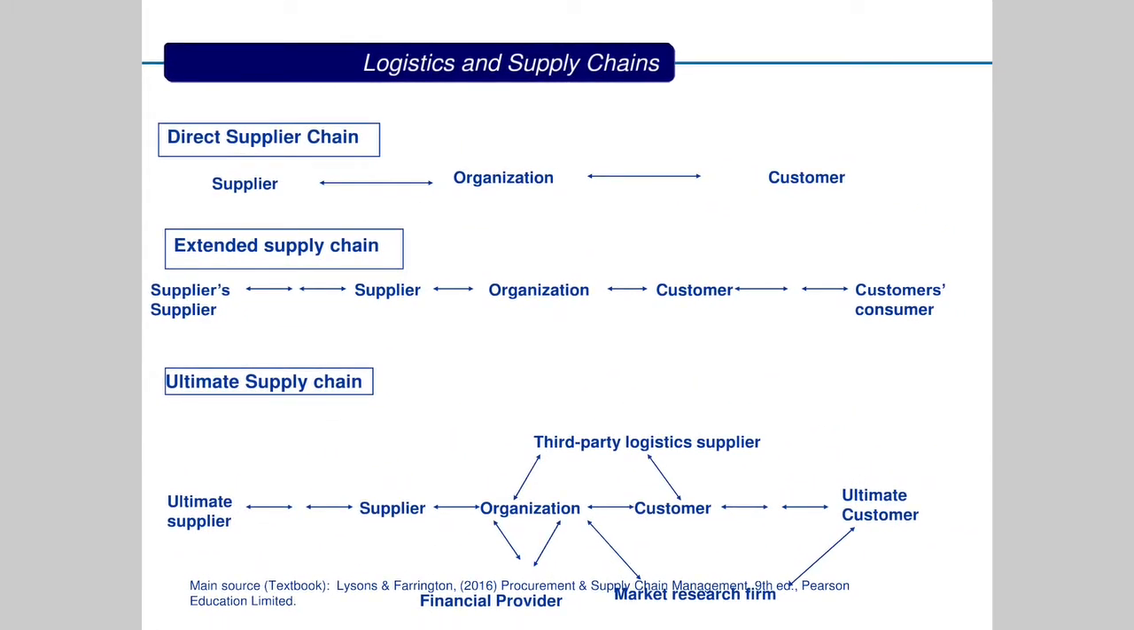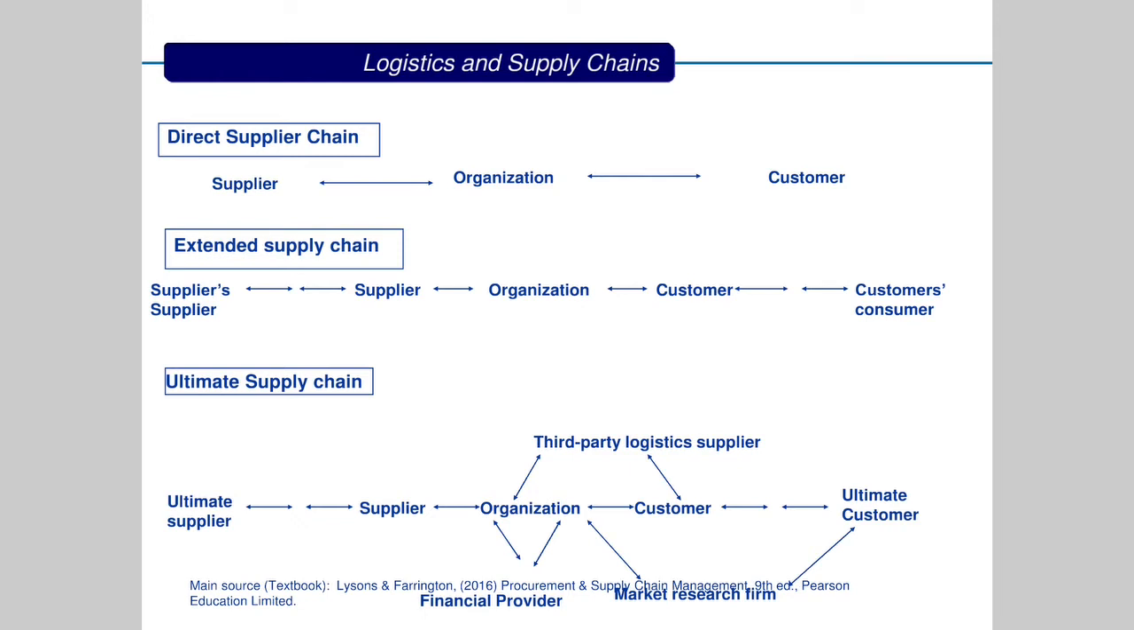So here under this classification you can say that supply chain can be considered as direct supply chain, where between the supplier and the customer there are not many organizations. There's a single organization here. So the supply chain is very short. Okay, supplier is supplying to the customer through one intermediary or a single intermediary, that is this organization.